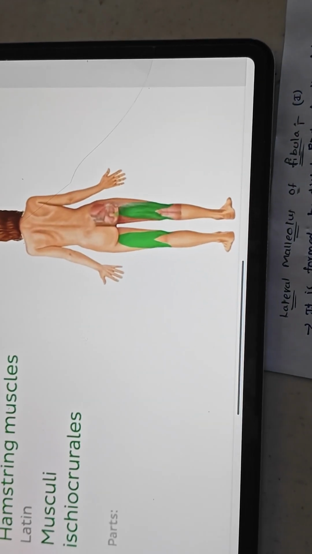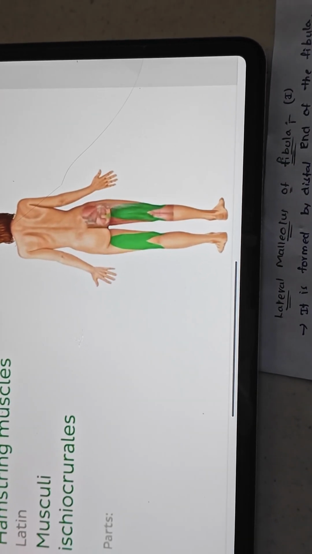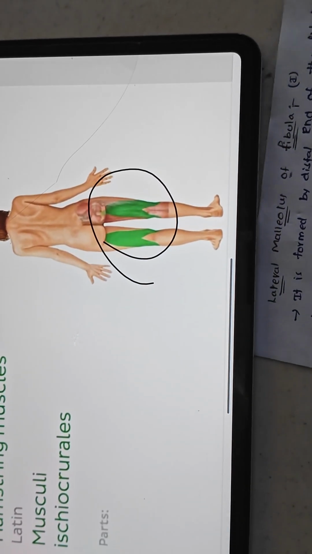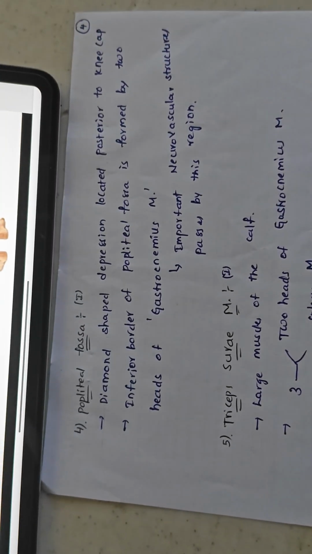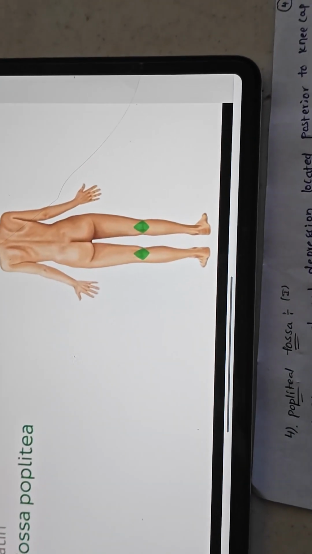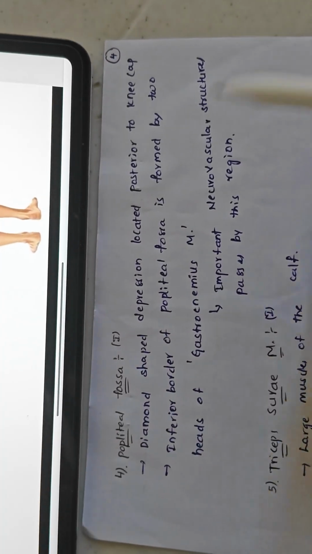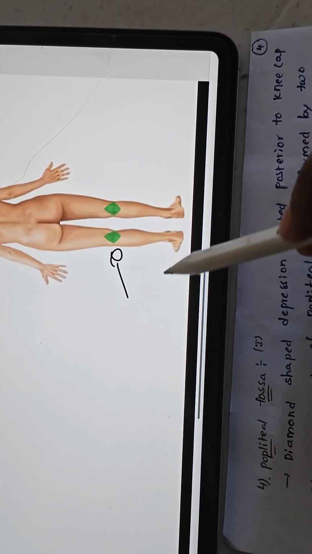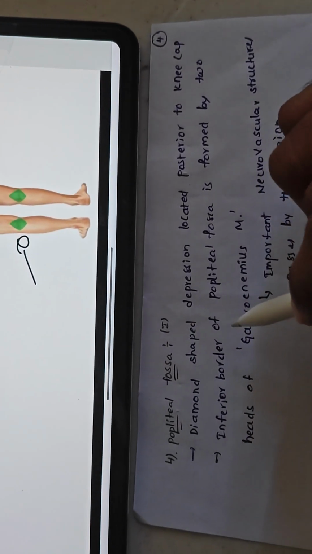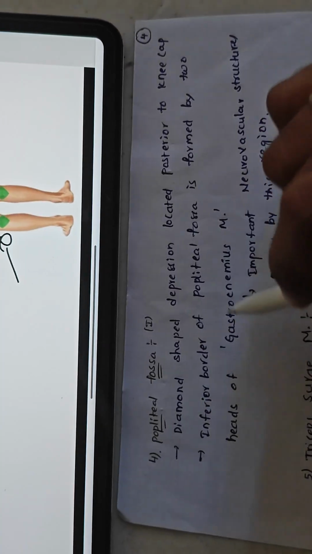Our next anatomical landmark is the hamstring muscles, which are located on the posterior aspect of the thigh. This hamstring muscle group has three muscle parts: biceps femoris, semitendinosus, and semimembranosus. Our next landmark is the popliteal fossa, which is a diamond-shaped depression located posterior to the kneecap. Anterior we have the kneecap.